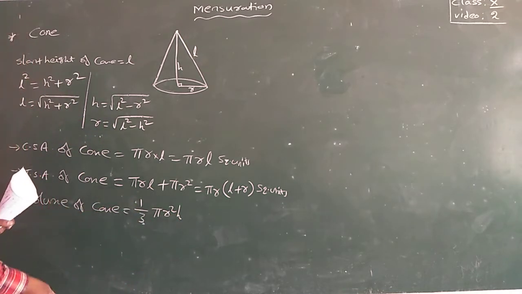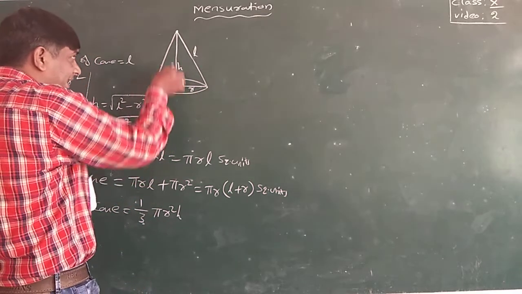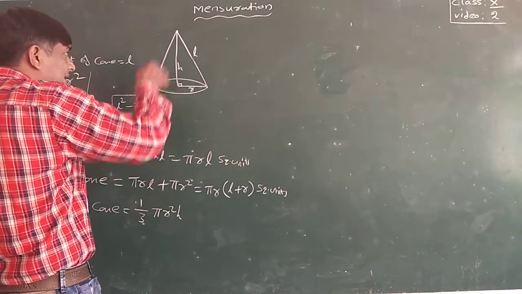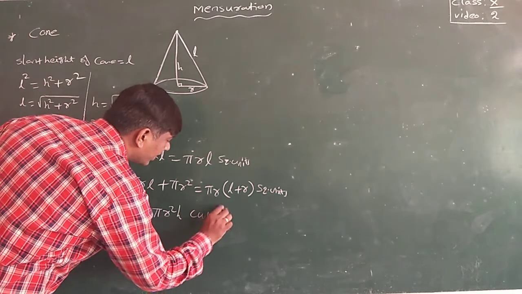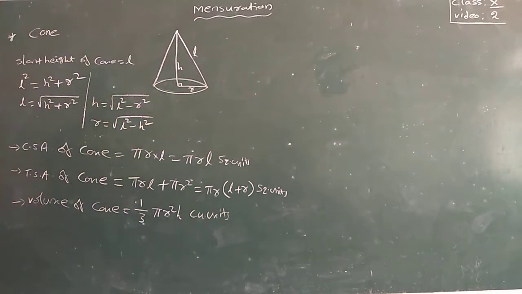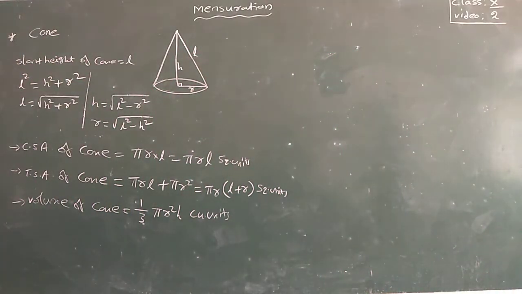In that 1/3, when radius and height are same, here pi r square into height. So 1/3 part is 1/3 pi r square h, cubic units. Okay, volume of a cone is equal to 1/3 pi r square h. Please write down. Then I will move to the sphere and hemisphere.